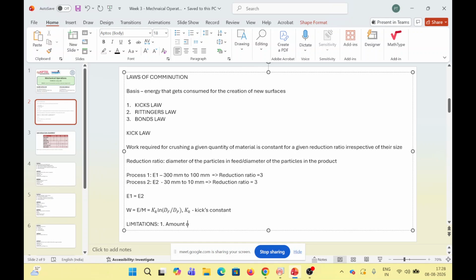The amount of energy required to break particles to finer sizes is more compared to porous particles.